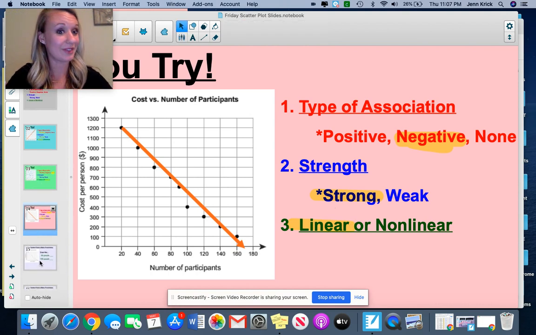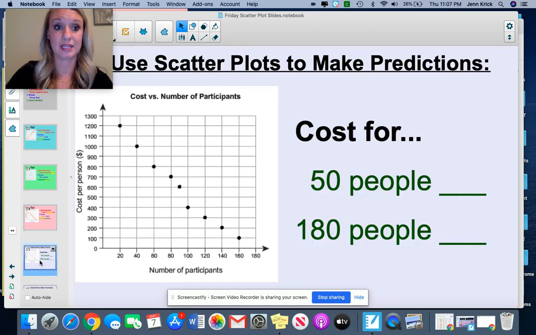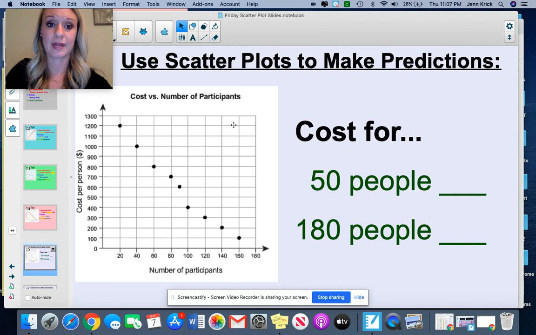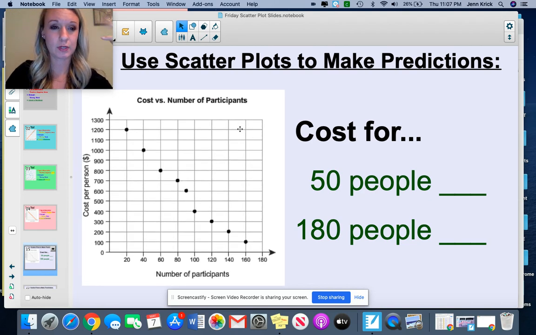Now let's go even further. Now I'm starting to expose you to some things that you're going to see in high school, because that's who I am and because I care about you and I want you to be awesome next year. All right, you can also use scatter plots to make predictions. So here's what I'm talking about. Looking at this graph, we are talking about the number of participants and the cost per person.